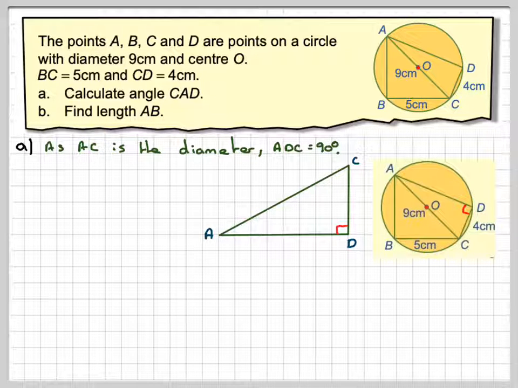So, drawing out the triangle, we've got AD, DC, and AC. So AC, this length here, is the diameter of the circle. And then we know that this length here is 4 centimeters, and we want to find this angle here. So this angle here and this angle here are the same.